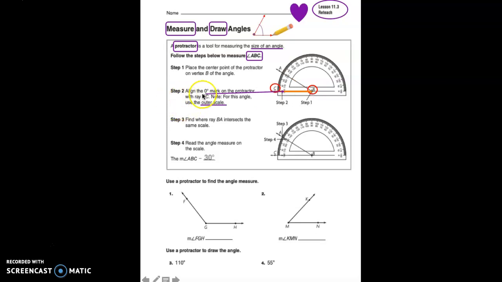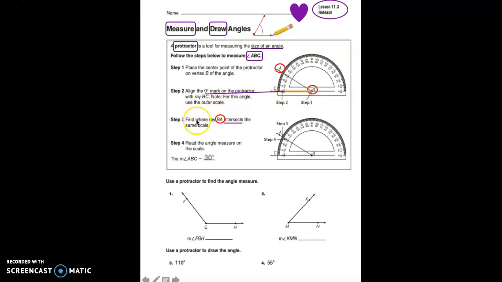Step 2. Align the 0-degree mark on the protractor with ray BC. Here's BC. I've highlighted it in orange for you. For this angle, use the outer scale. Now, if you notice on the outer scale, it begins here with the smaller degrees. Since we have an acute angle, we're going to use the smaller degrees. Remember, an acute angle is a smaller angle, less than 90 degrees.